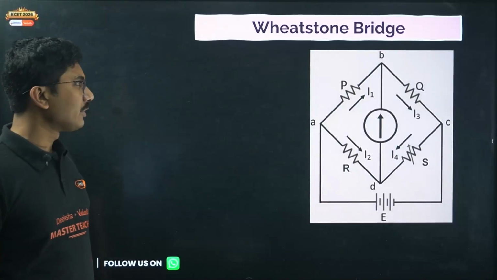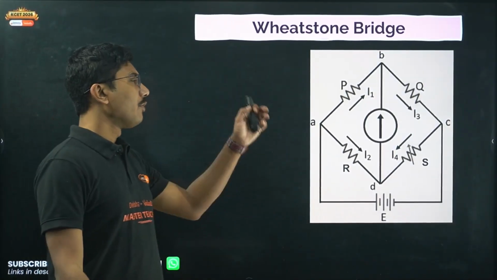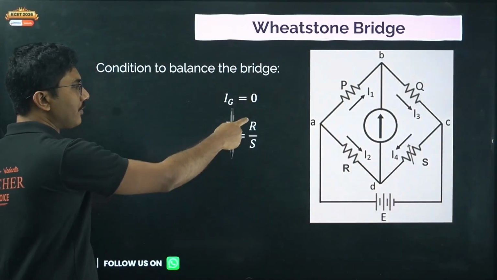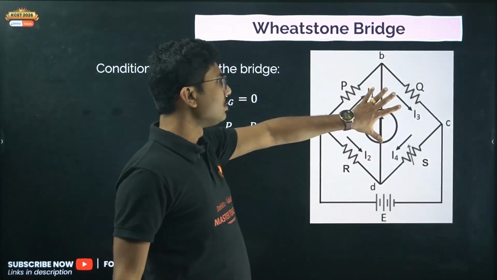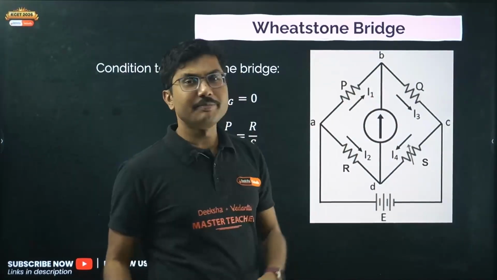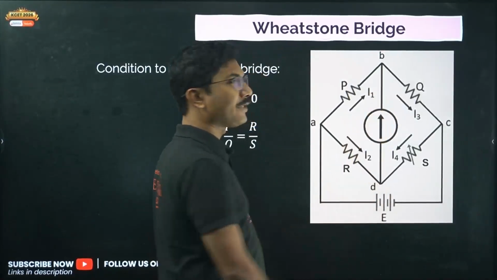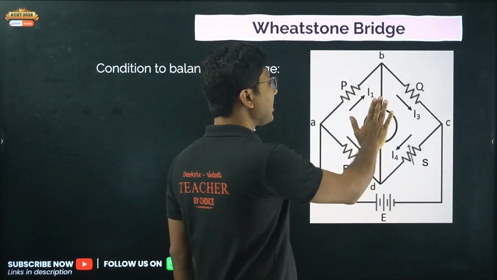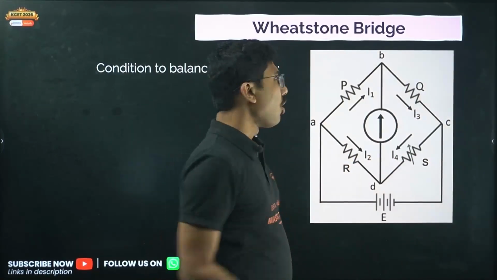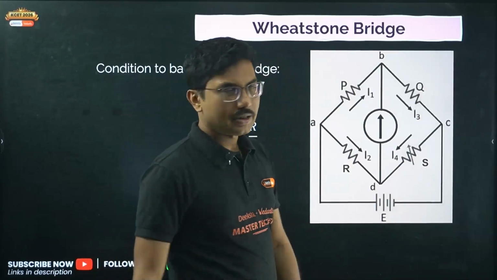Let's move on to the last part, Wheatstone bridge. Wheatstone bridge is an application of Kirchhoff's law, where if the condition P by Q is equal to R by S is satisfied, then no current is passed through the galvanometer. That means the Wheatstone bridge is in balanced condition. Balanced condition means no current is passing through the galvanometer, and then P divided by Q equals R divided by S, or P divided by R equals Q divided by S. That is also a balanced condition.